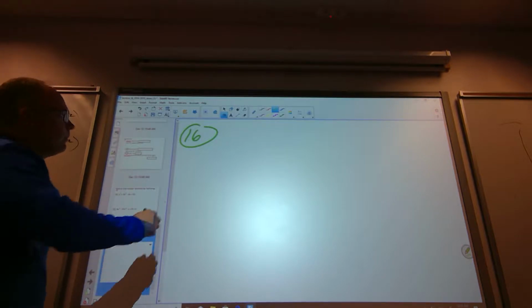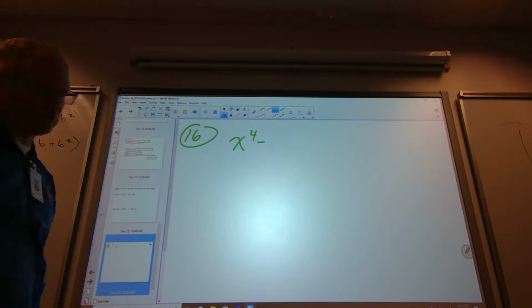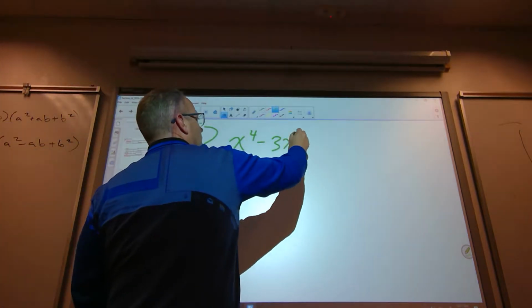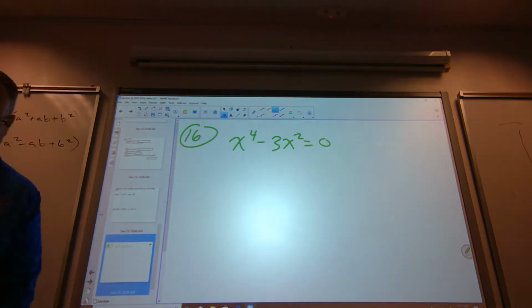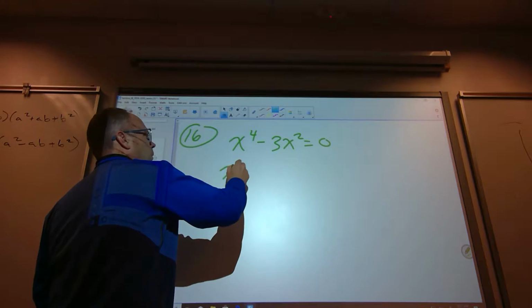x to the fourth, 13 is... minus 3x squared equals 0. Find the real number solutions of the equation. So first thing I'm going to do is factor out x squared from both.